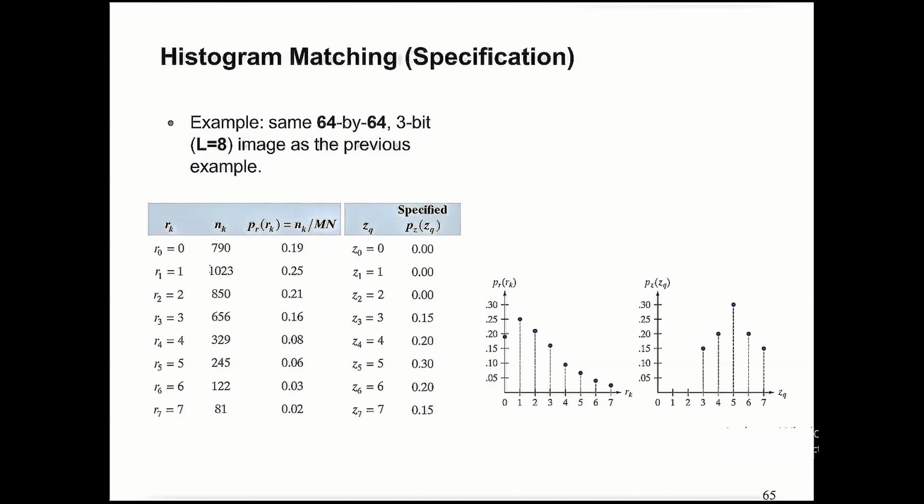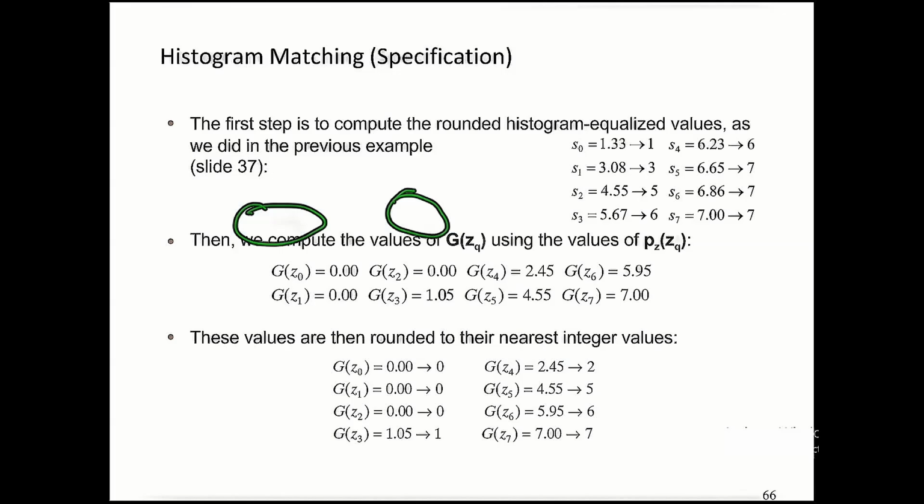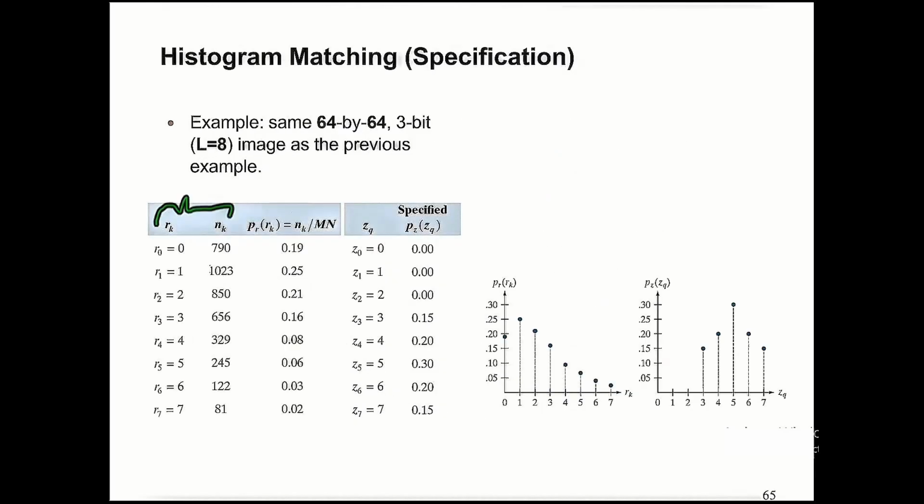In order to equalize them, what will I do? The CDF. So it's easy. Here it is just 0.19 multiplied by L minus 1, which is 7. Then 0.25 plus 0.19, multiplied by 7, and so on and so forth. You get the CDF of this and use that for the transformation. Once I do that, I get these numbers, which are rounded to the nearest integers. So this is the equalization of this image.